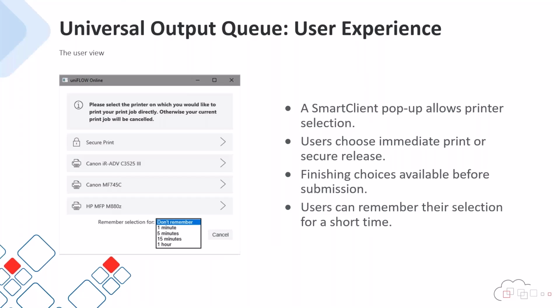Now, the option to remember the selection helps users who move between different rooms or meetings during the day, which is a very nice feature. You can see on the screen there, the option to not remember this particular printer that I selected, or all the other different options in terms of when the system will remember the device that was chosen. So with that, now let's look at the key benefits. Let's sum it all up in terms of the universal output queue.